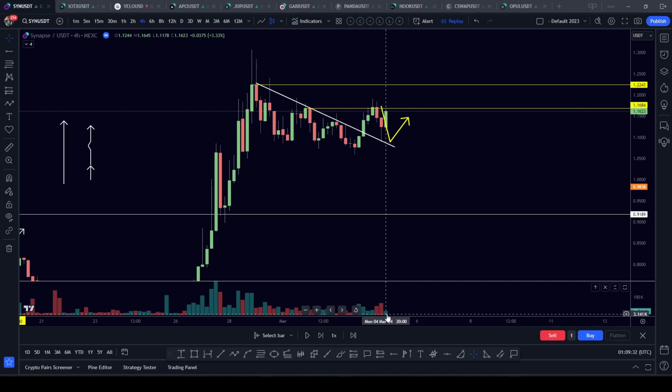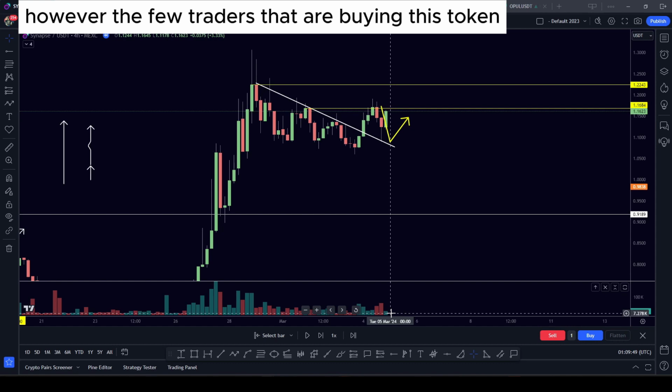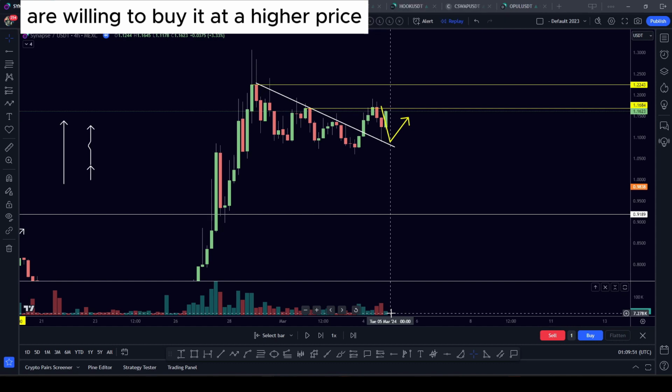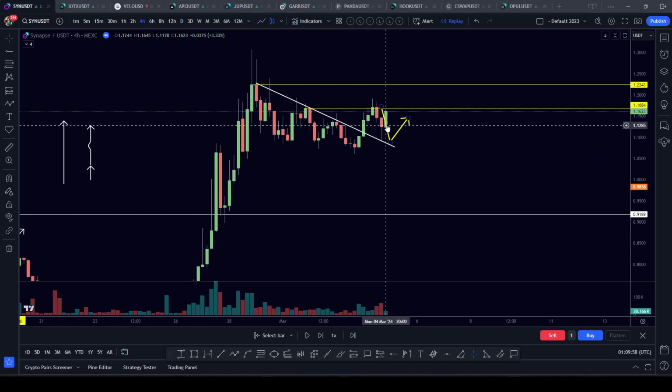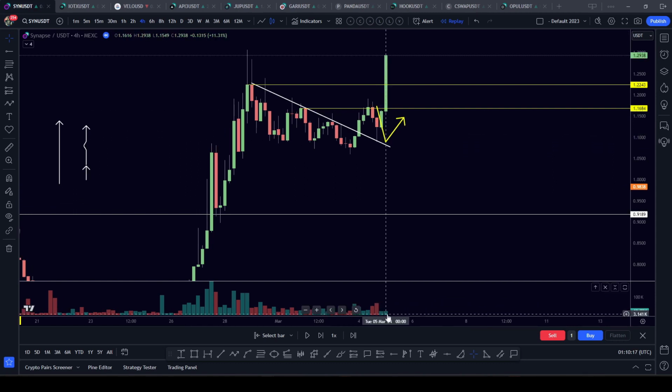Now what this volume bar is telling me is that there are fewer traders buying this token. However, the few traders that are buying this token are willing to buy it at a higher price, resulting in this candle being green because now it's higher. And then once again, this volume is showing that there are fewer buyers, but the buyers are willing to buy at a higher price, resulting in this really nice candle body.